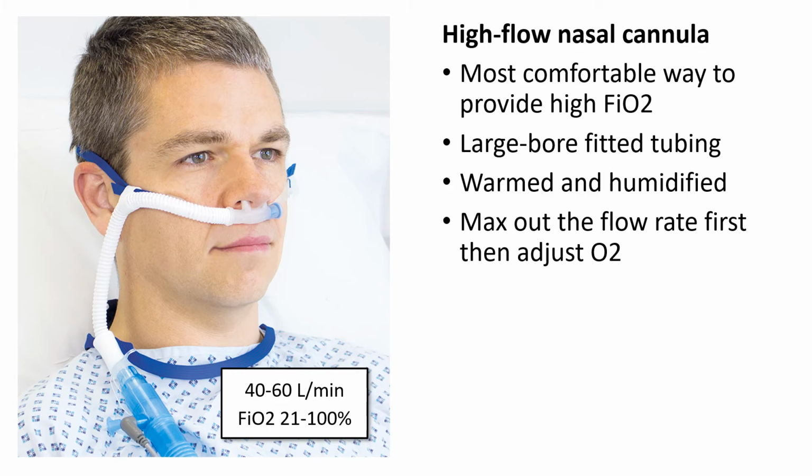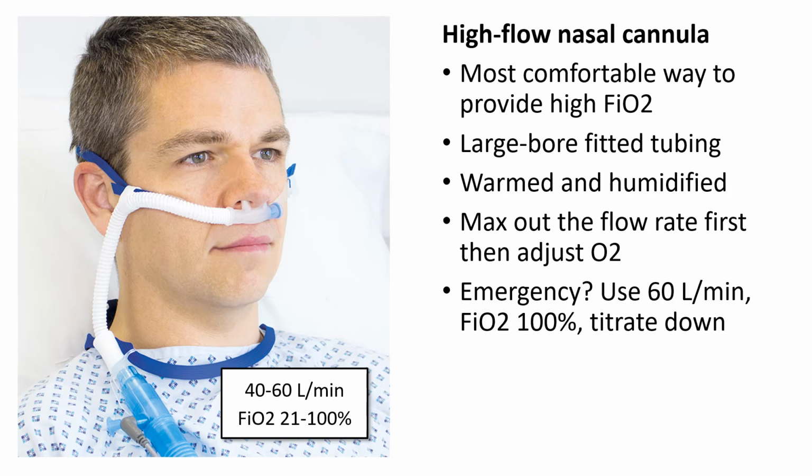The usual advice for dosing here is to max out the flow rate first and then go back and adjust the oxygen level. So put it to 40, put it to 50, put it to 60, see how the patient's doing, and then crank up or down the FiO2 as you need it. Now, in an emergency, you probably just use the max settings, like turn it to 60, turn it to 100%, and then just titrate down when things have settled down.